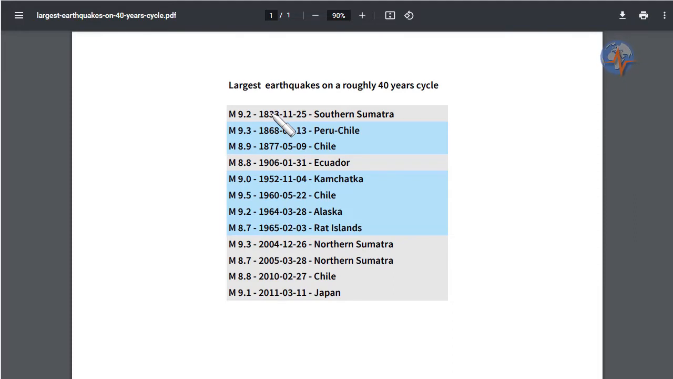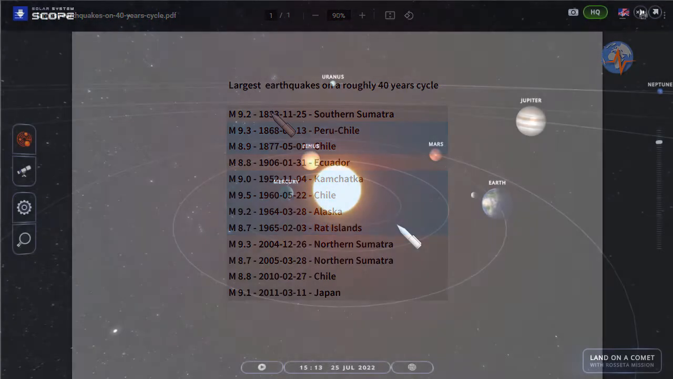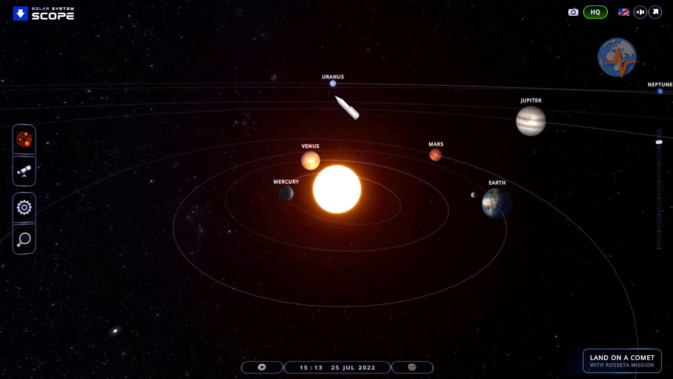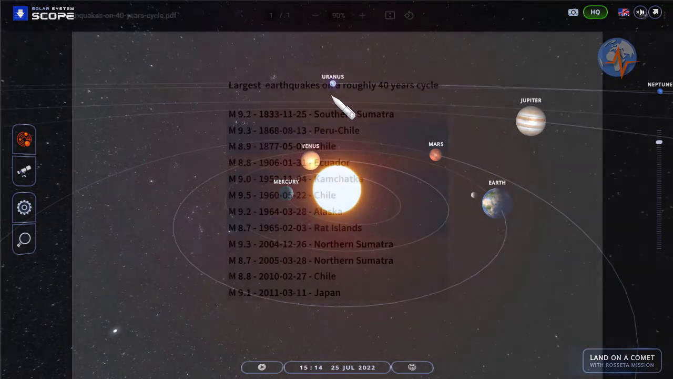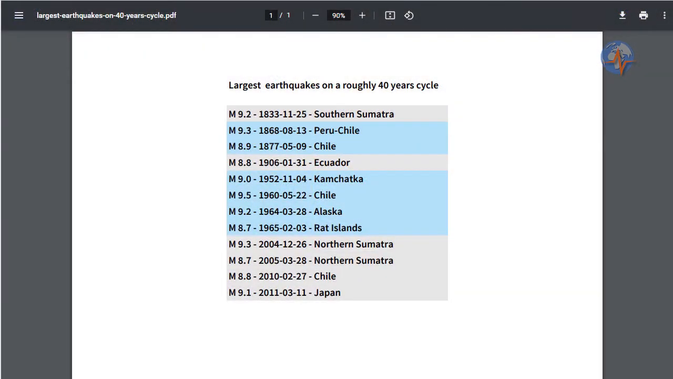Now, the 40 years is not really a random number. It is more or less half a Uranus cycle. If we look at Uranus's orbit around the Sun, that takes roughly 84 years. So half a Uranus cycle is about 42 years. And I've been asking, is Uranus somehow involved? It's the only planet closest to the 40 years gap that we can see between these largest earthquakes.